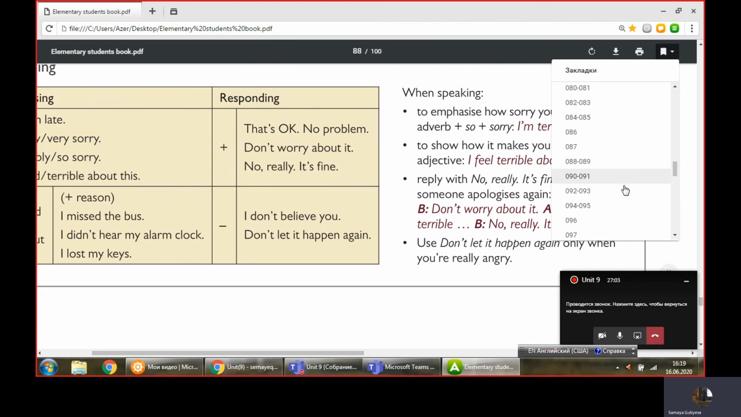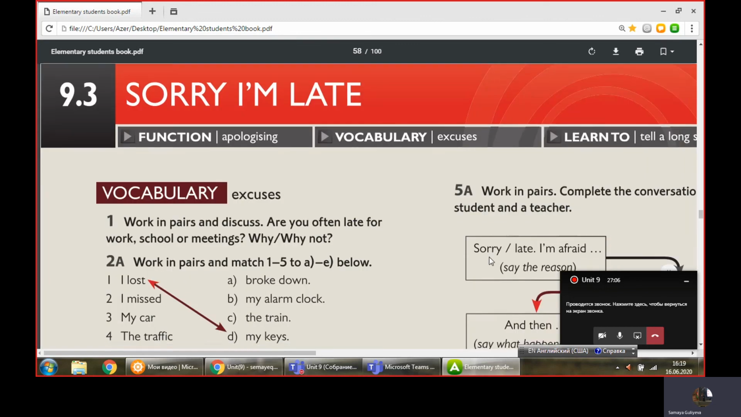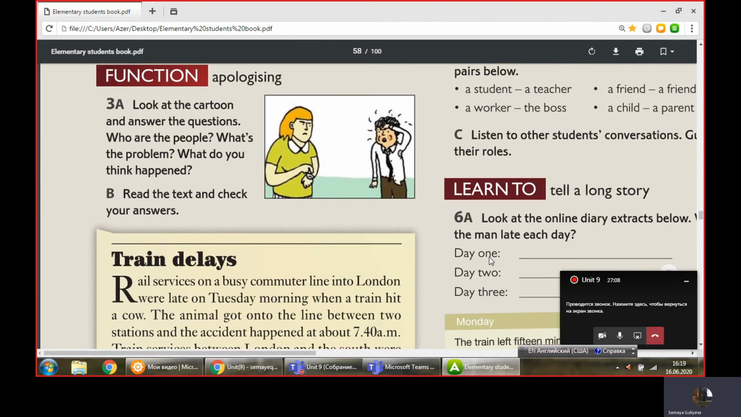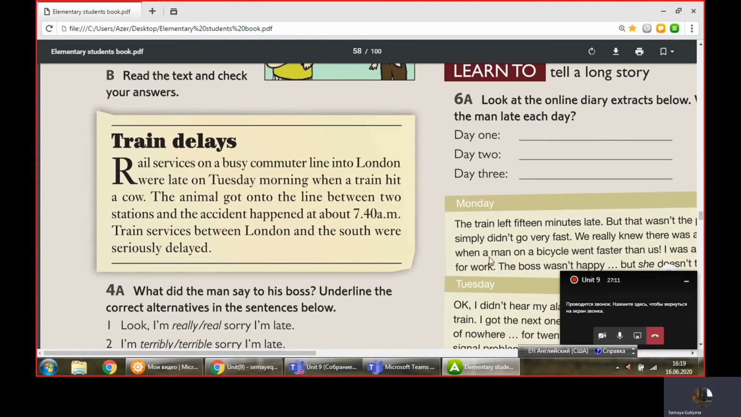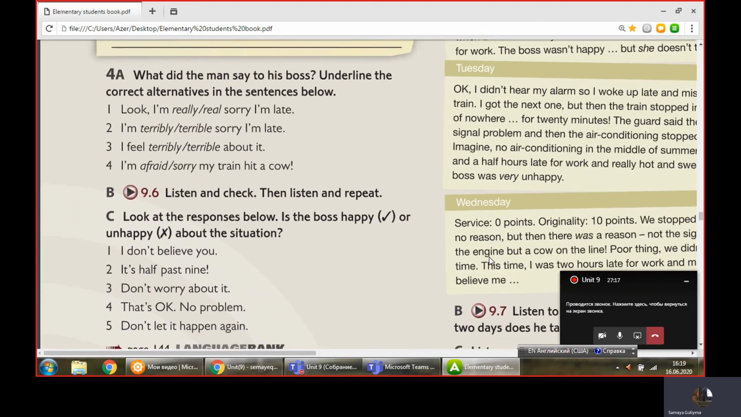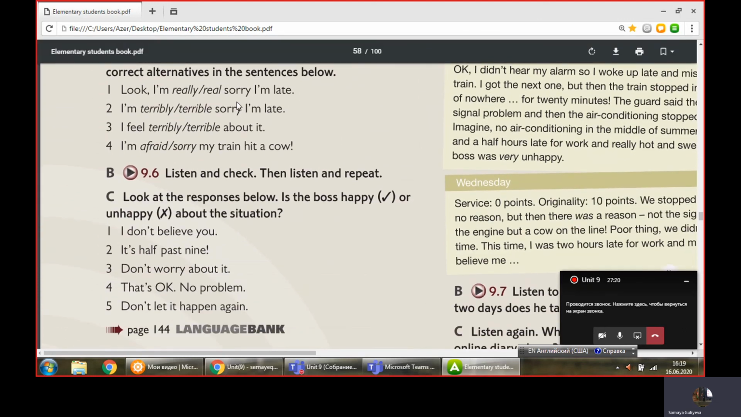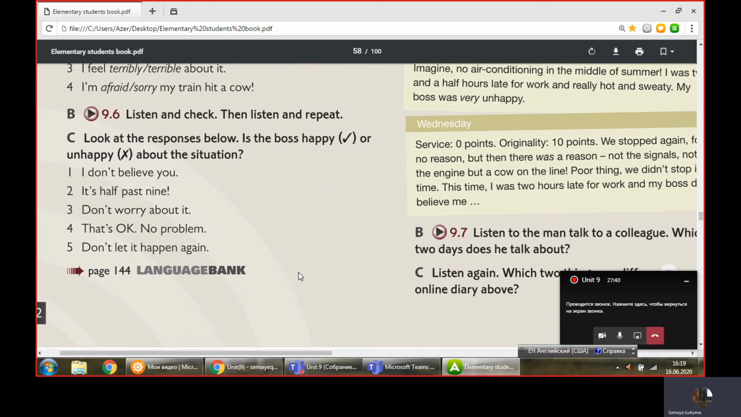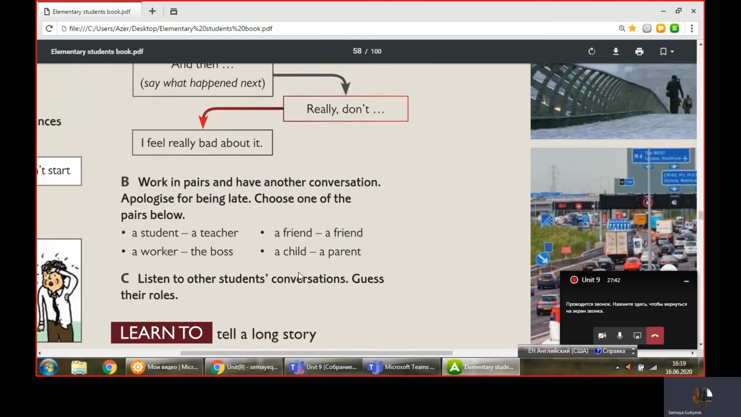92. And so, train delays. Look, "I am really sorry." "I am terribly sorry I am late." "I feel terrible about it," because feel is a linking verb. "I am sorry, my train hit a car." Hit a car, yes.